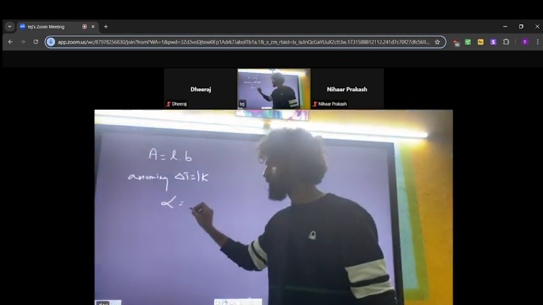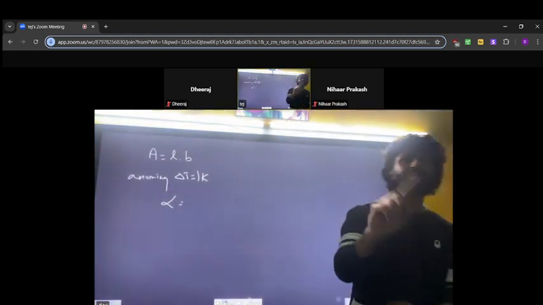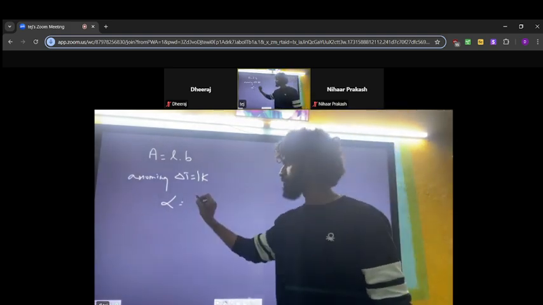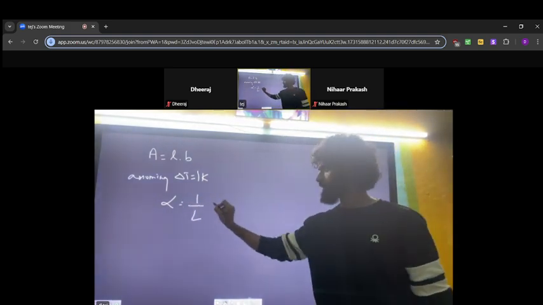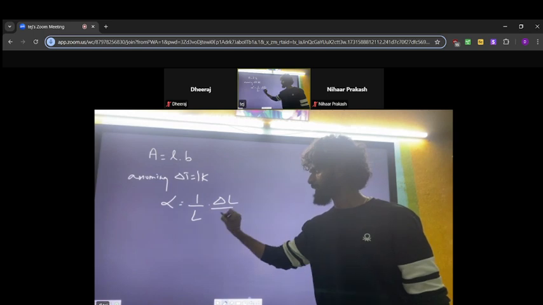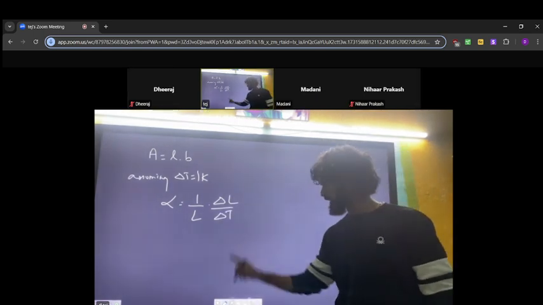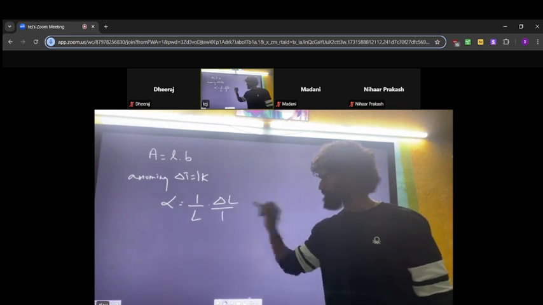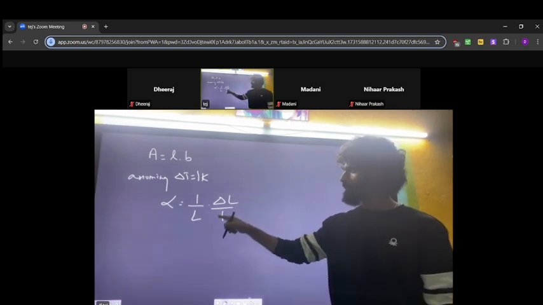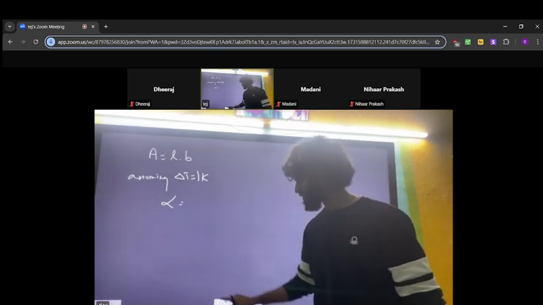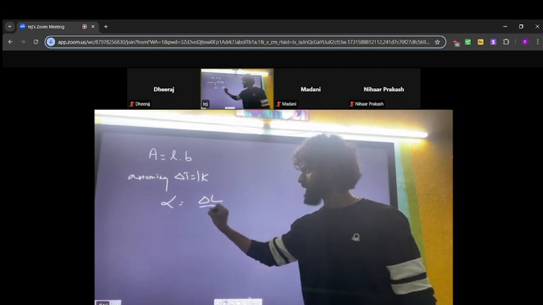Alpha's formula was equal to, again, why am I starting with alpha? Because the question says find alpha and beta. That's right. Alpha's formula goes like this: 1 by L, into delta L by delta T. Correct? Now, we are assuming that delta T is equal to 1 Kelvin. So take it off. You will write 1. What is remaining? Delta L by L is remaining.